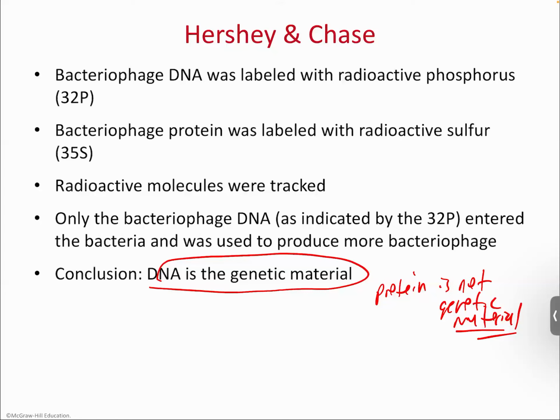So here's the alternative explanation for that. In this first experiment, when you say protein is not the genetic material, you assume that that means that DNA is. But that would be a wrong assumption because it's not tested, right? It could be anything else. It could be some other molecule that you haven't considered, right? There could be something else out there that could be the genetic material.